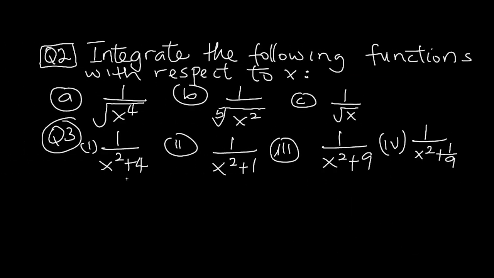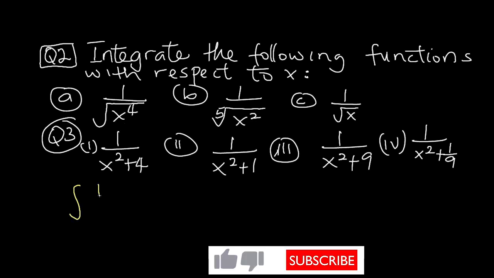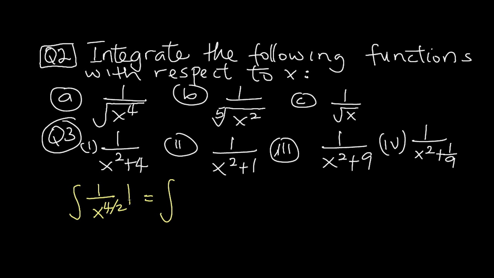We have question 2 and 3. So let's start with question 2. The first one, the integral sign, remove the radical. So this will be equal to 1 over x to the power 4. And this radical, if you remove it, that will be over g is equal to the integral of, don't forget your dx. So we're having 1 over x to the power 2 dx.